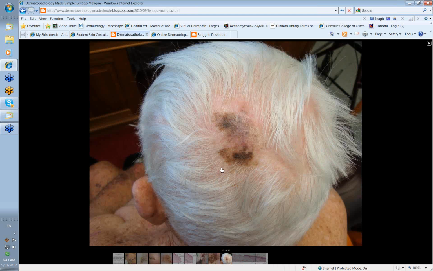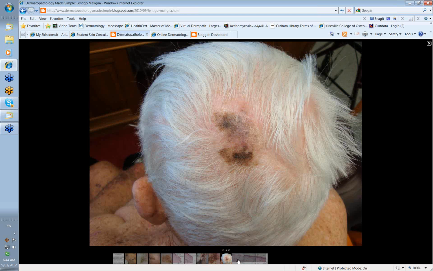Here's another example on a scalp. This went quite some time undiagnosed. Here we've shaved the hair away so that you can see this. You can see the varying pigmentation within this, and really it would depend on where you biopsied this as to the histopathology you might see.